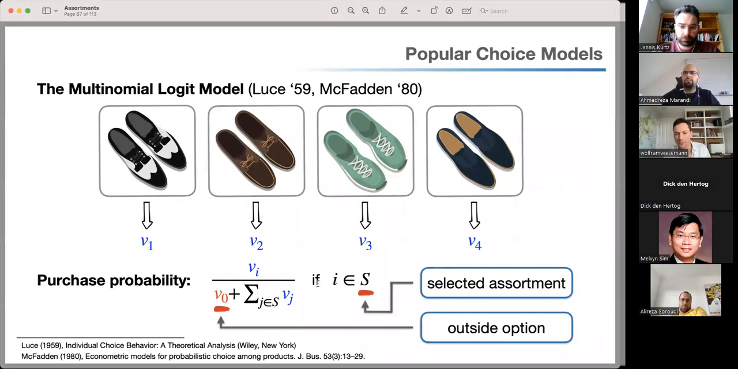from within this assortment is simply the value of i divided by the cumulative product values in that assortment plus the value of the outside option. So in other words, the more valuable a product is to our customers, the more likely they are to buy it. That's what the multinomial logit model assumes. And since we're interested in a robust assortment optimization problem here, we will assume that those values v_i are uncertain and they live in some uncertainty set.